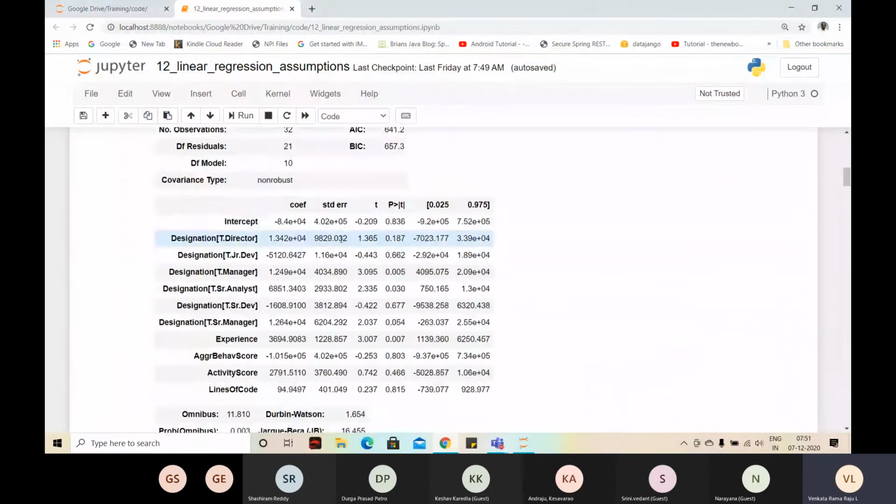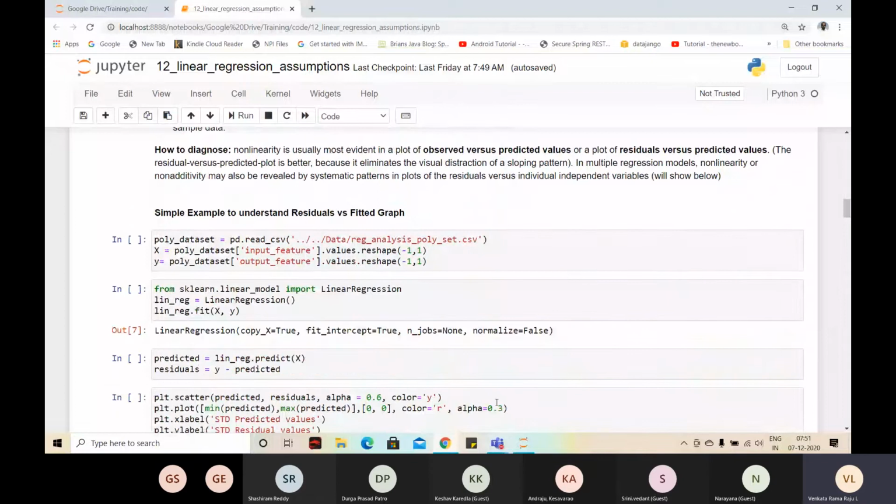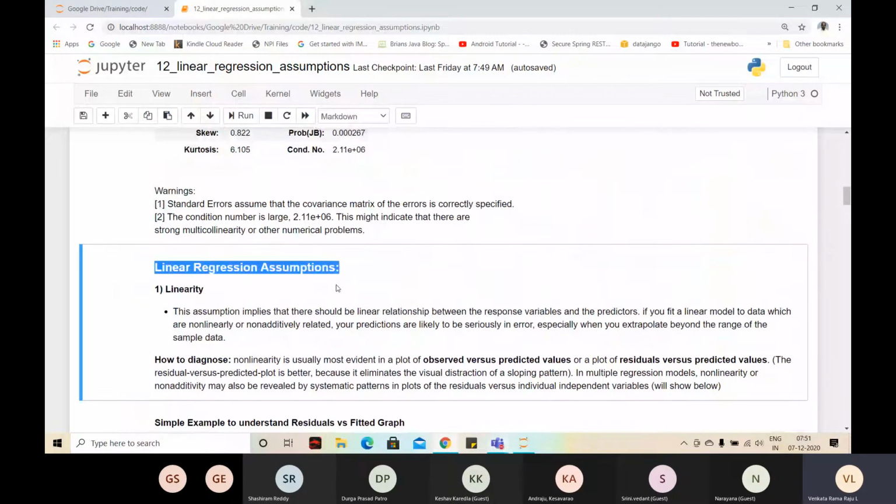I took a small data set and I was trying to understand whether the data is linearly related or not. Every algorithm has its own assumptions, and linear regression has 5 assumptions. We are looking into these 5 assumptions because the linear regression algorithm is used for inferential purposes, to see whether the data is linearly related to the target variable or not.